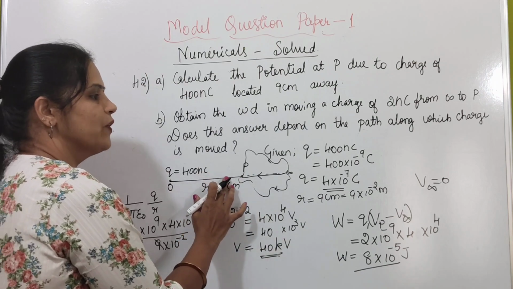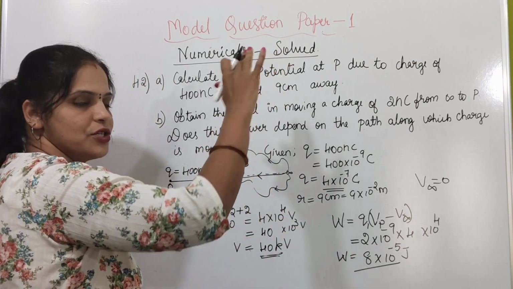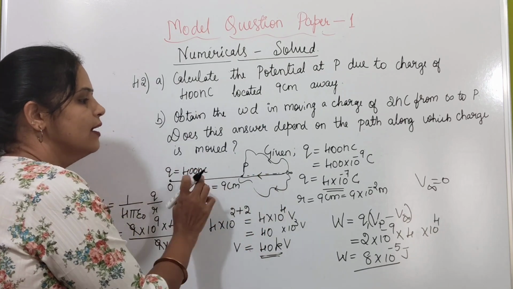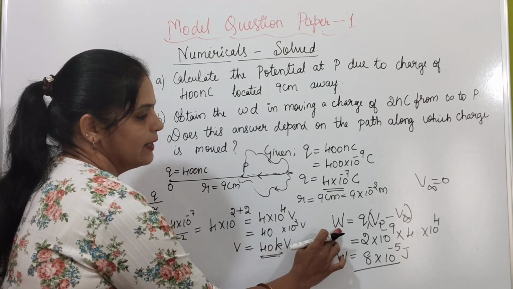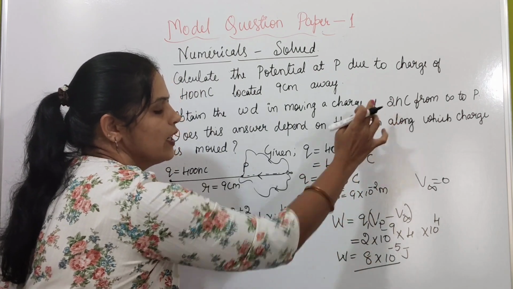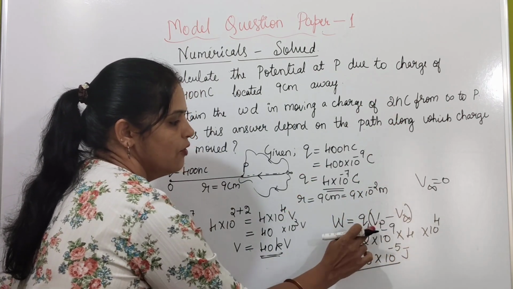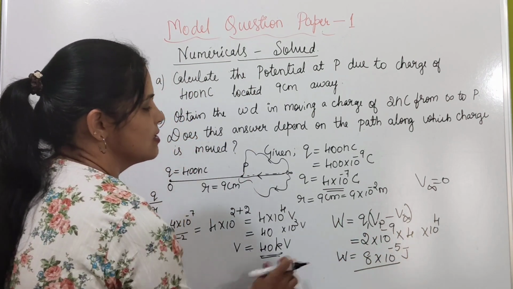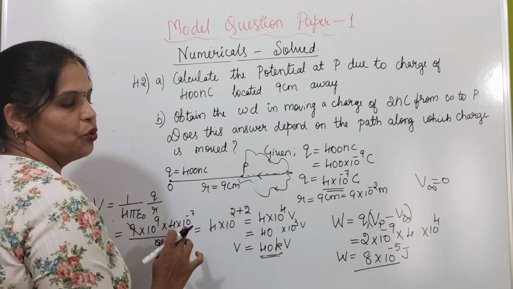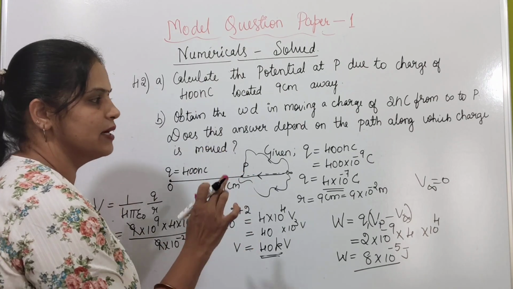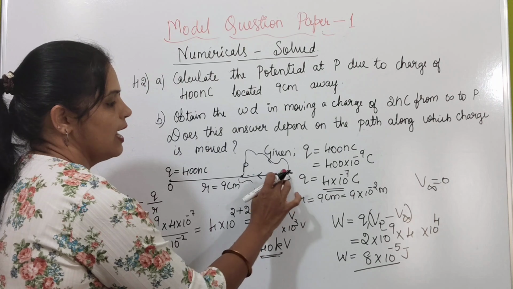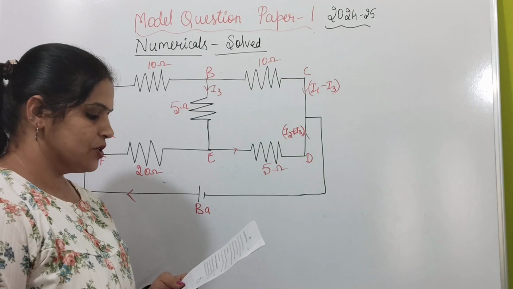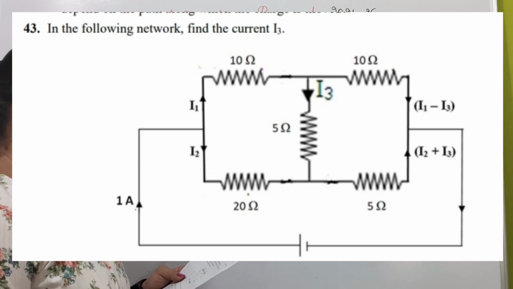So when a charge is moving from lower potential to higher potential, some work is required to bring it against the electric field. That's why work can be calculated like this: the charge which we are moving, into the difference in potential, final potential minus initial potential, right? Like this. And does the answer depend on the path? No, it does not depend on the path. It depends only on the points, the initial and final points. Is it clear? Yes. Now the next question is: in the following network, find the current I3.